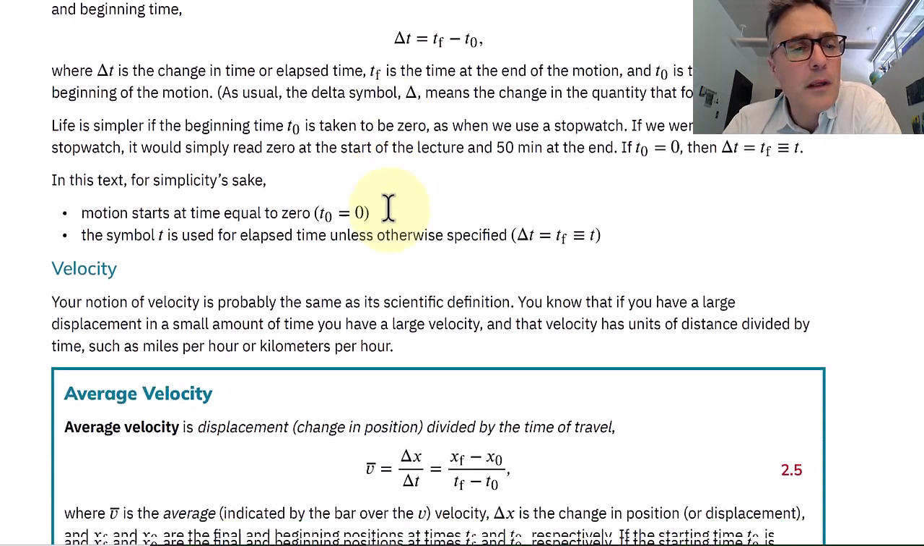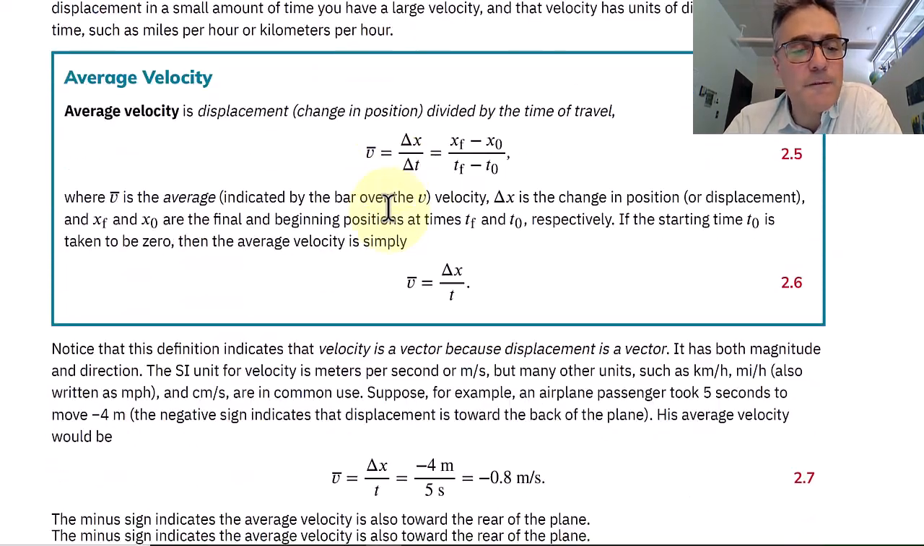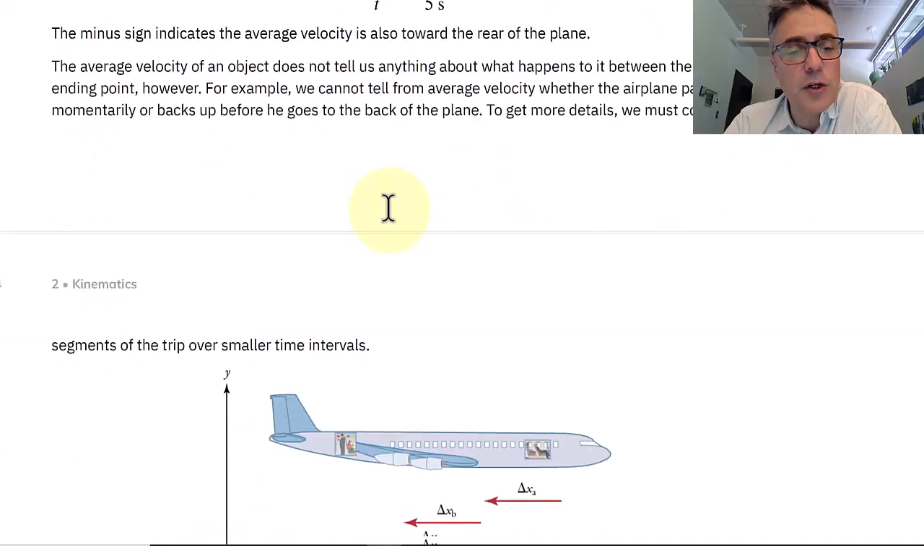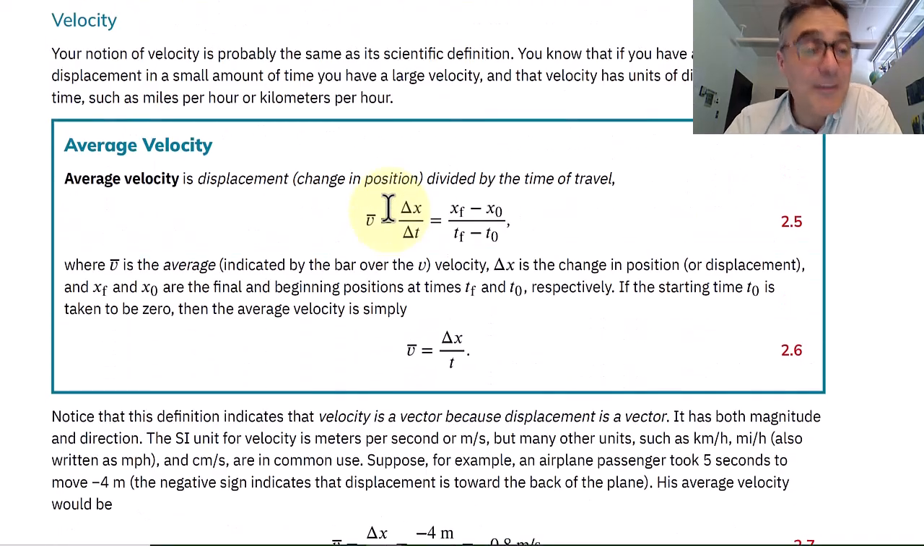And then there's the whole velocity versus speed debacle. And there's also average velocity versus instantaneous velocity. Okay, so let's go through these in the order of the book.